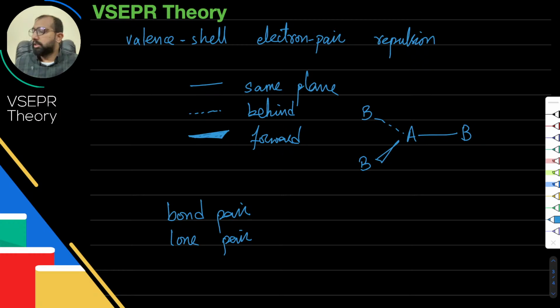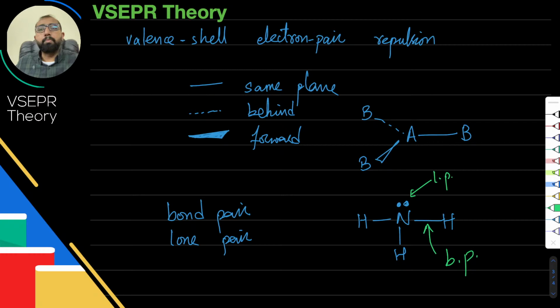So for example, in the case of ammonia, ammonia has 3 bonds with hydrogen. So 1, 2, 3. And then nitrogen has 5 electrons, right? So 2 electrons were not in a bond. So this is a lone pair, and this one, which I show as a straight line, is a bond pair. So bond pairs and lone pairs are the two kinds of pairs that we will see.